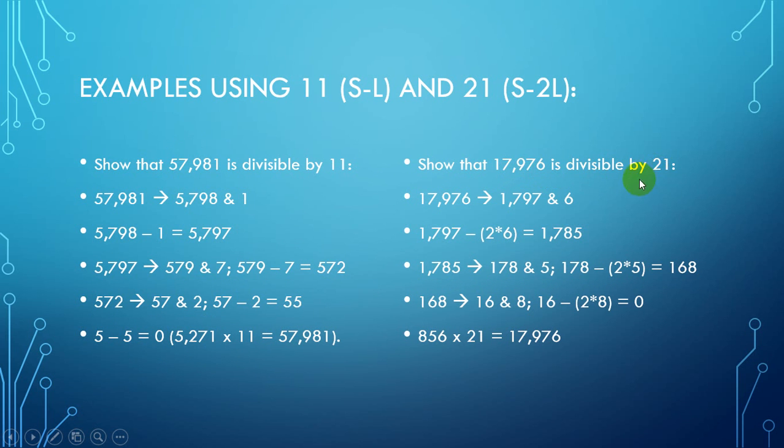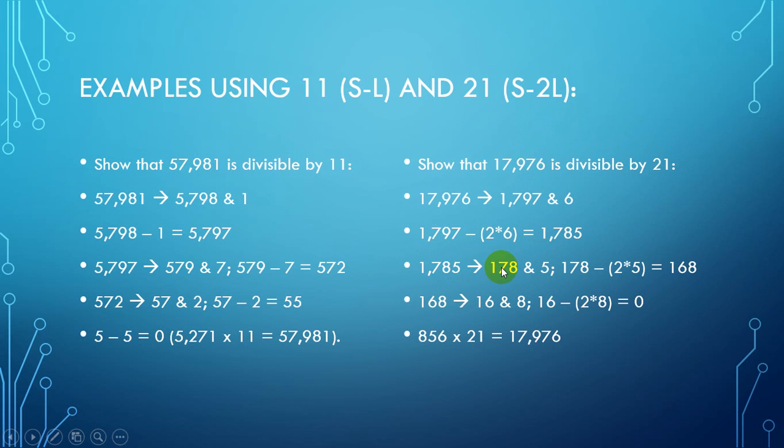So we'll show that 17,976 is divisible by 21. You again break this number here, your dividend A, into the stem and leaf. That gives you 1797 and 6. In this case, you're multiplying the 6 by 2, and that gives you 12, and you're subtracting it from the new number formed by the stem. So that's 1797 minus 12, 6 times 2, and that gives you 1785.